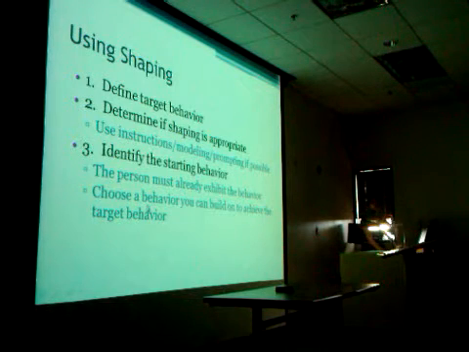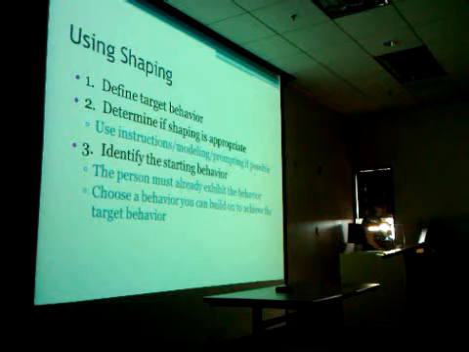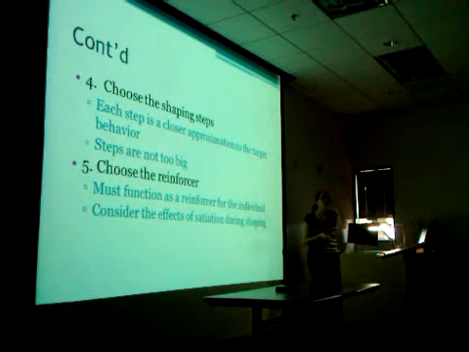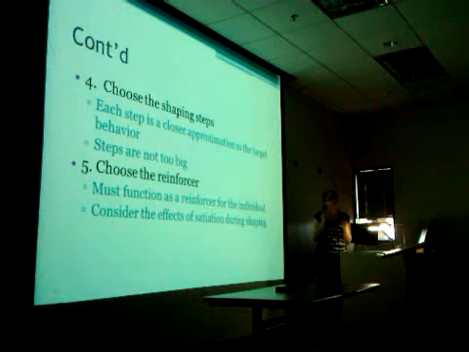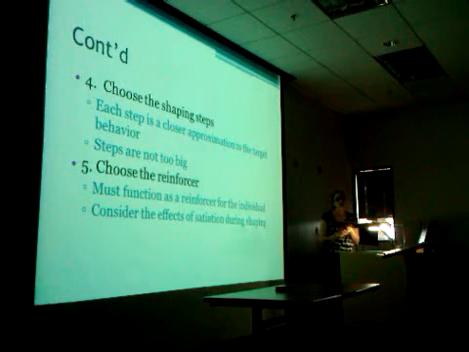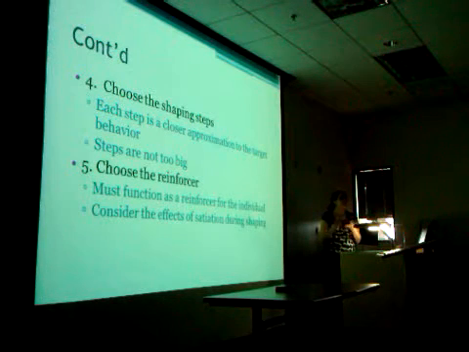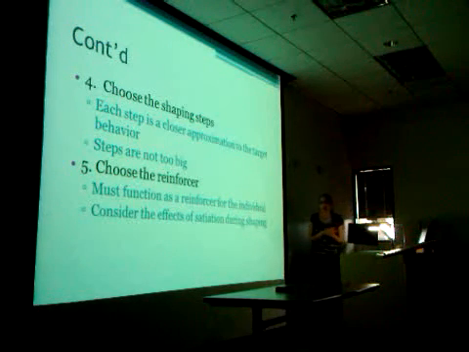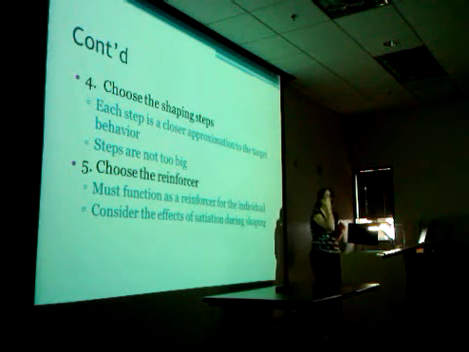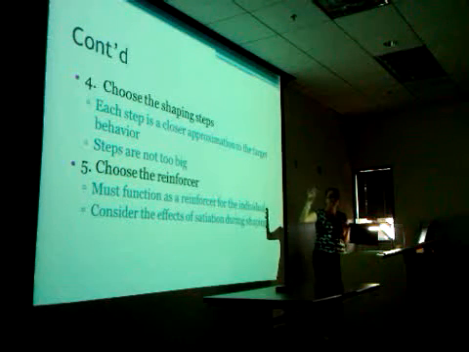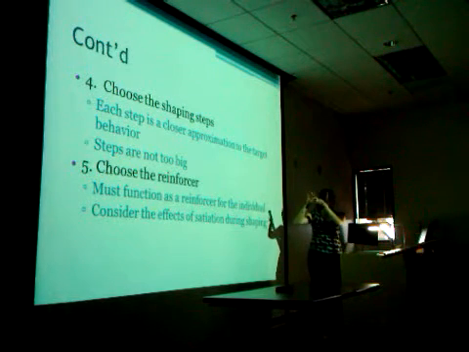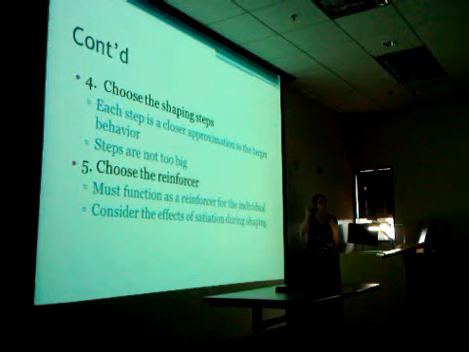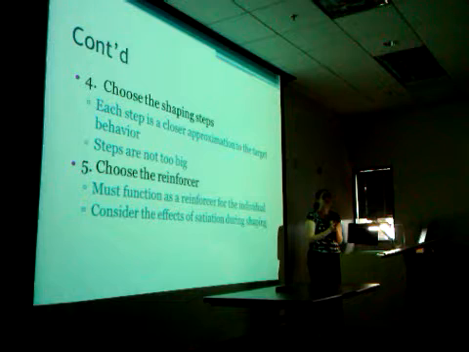And it says choose a behavior that you can build on in order to achieve the target behavior. So now, choosing the shaping steps is next. You've already got your target behavior. You've decided you're going to use shaping. You've figured out your starting behavior. So let's say, okay, the rat is in the box. We want him to know that he's going to get food from the little food tray in the box, which is where the food is dropped. So when he's in the box, you want to drop some food in there. That way he knows at least, oh, that's where I get my food, okay?